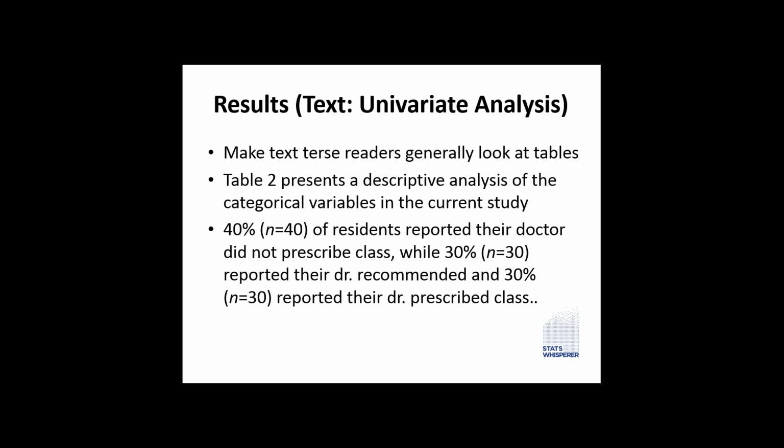variable. For example, 40% of residents had their doctor not prescribed class, 30% had it recommended, 30% reported that class was prescribed. So it's just the major points. If there were all tiny little categories, you don't have to list them all in the text. You could just say these were the major categories, and see the tables for more detail.